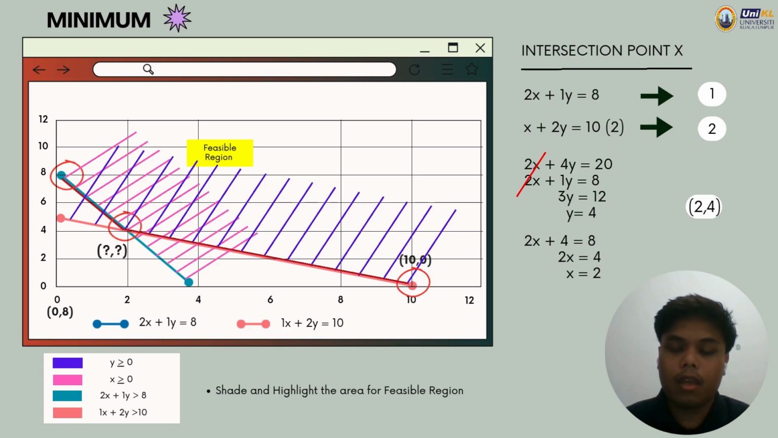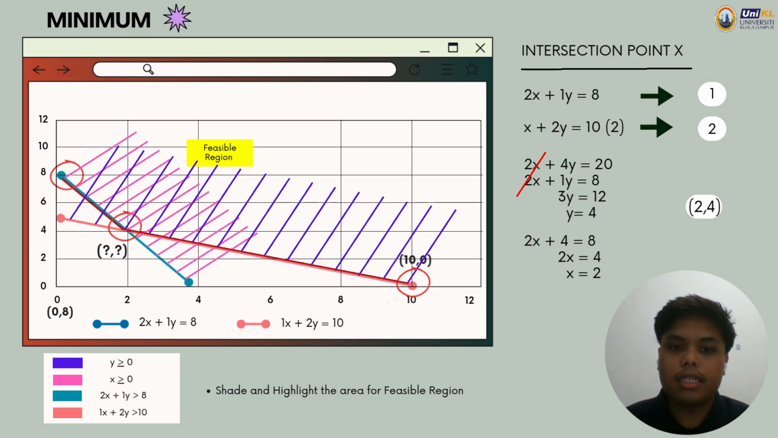Step number 3, finding the intersection point. Now let's look at how to find the intersection point between two lines. On the right side of the slide, we are solving two equations. The first one is 2x plus y equal 8. The second one is x plus 2y equal 10. We want to know where these two lines meet. That point is called the intersection point. Here's how we solve it.